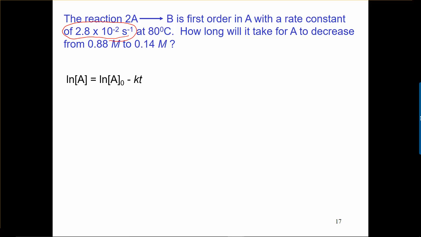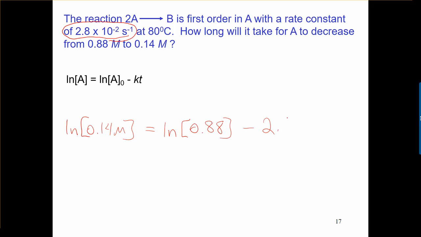Okay, so the natural log of the concentration. How long will it take for A to decrease from 0.88 to 0.14? So it starts out at 0.88 and it goes to 0.14, so that means this is 0.14 molar here, because that's the new concentration that I'm getting to. That equals the natural log of 0.88 minus 2.8 times 10 to the negative 2, in units of molar seconds to the negative 1, times x. And I want to find the time. I want to find out what time is.